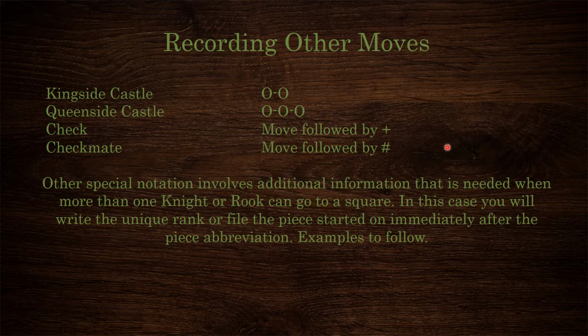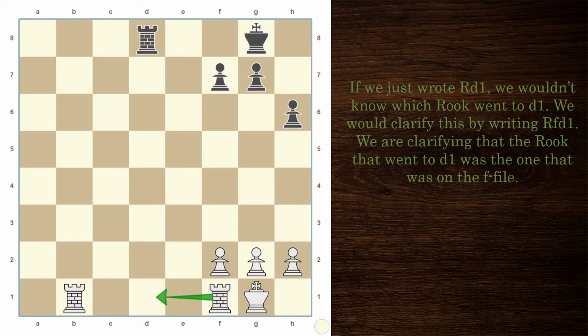So other special notation involves additional information that is needed when more than one knight or rook can go to a square. In this case, you'll write the unique rank or file the piece started on immediately after the piece abbreviation. And let me show you an example of what I'm referring to here. So in this case, we've got a rook moving to D1. And if we just wrote rook D1, capital R, D1, we wouldn't know which rook we were talking about if we were having to go back and replay this game, because both of these rooks could go here. So we've got to add some information.